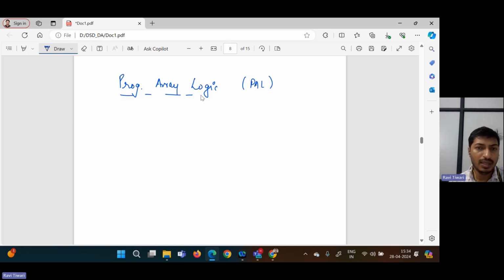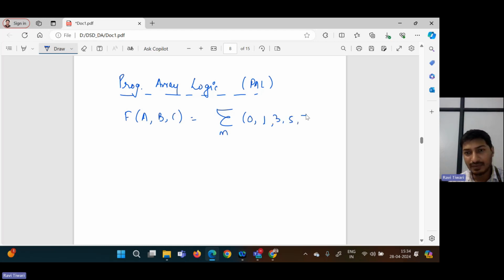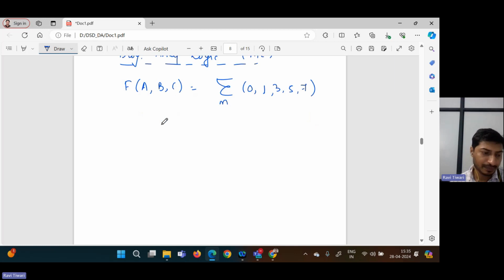So this is the second numerical that we are considering for PAL. We have already solved the first question of PAL that was having the three outputs. Now we will see if you are having a single expression like F. Here they have mentioned ABC is my input, and they have given in terms of SOP. This is 0, 1, 3, 5, and 7. For example, this is the question numerical, and we have to implement by using the PAL.